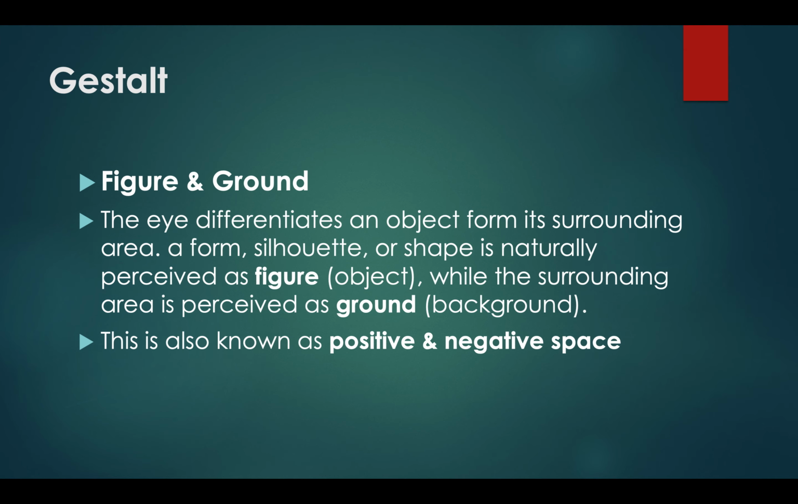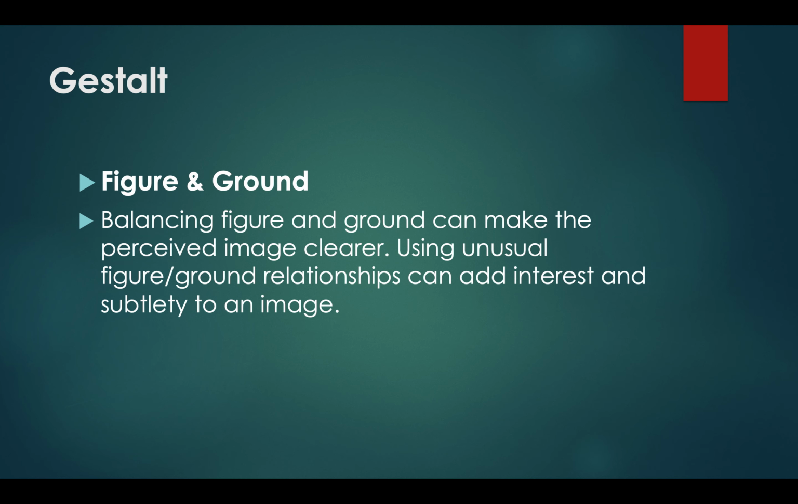Figure ground is the kind of Gestalt analog to positive and negative space. So we see an object and that positive form as different from its surrounding negative space. We kind of naturally perceive the object as the figure, and the area around it is going to be perceived of as the ground or the background.